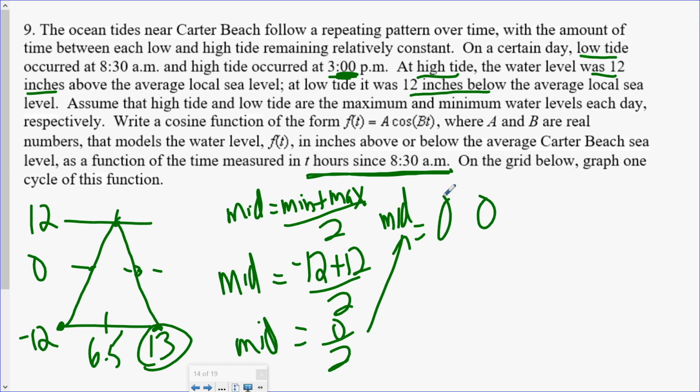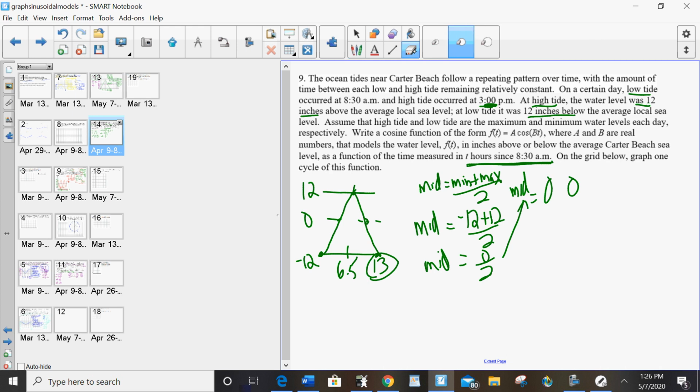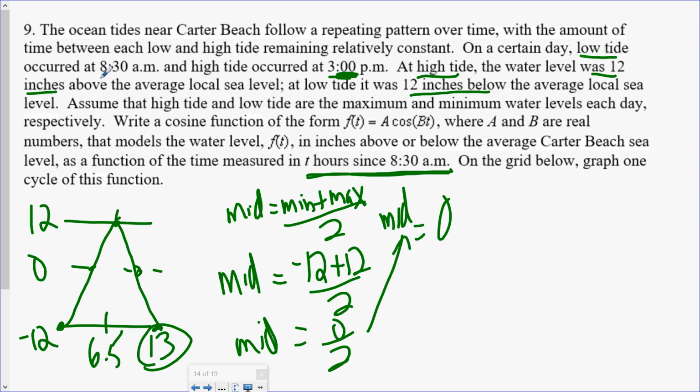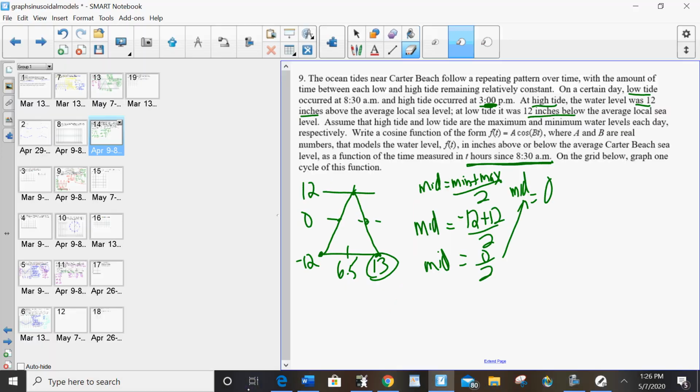Min equals 0. Again, some of you are wondering where the 13 and the 6.5 came from. I counted out from 8:30 to 3, which is 6.5 hours.